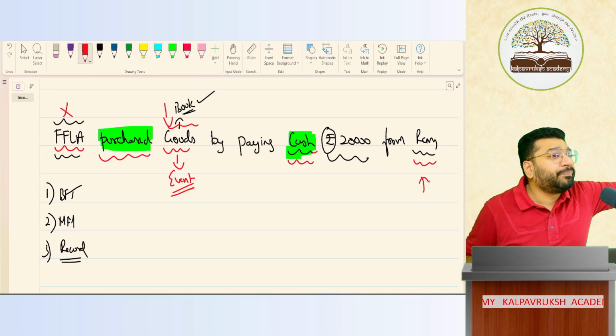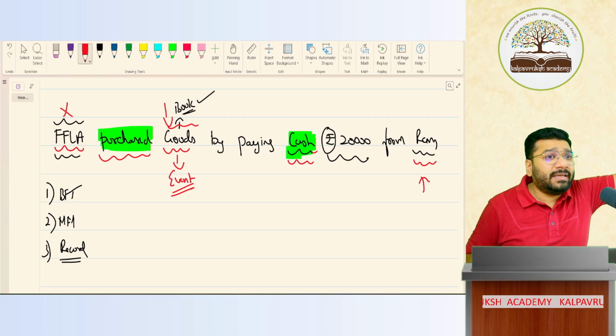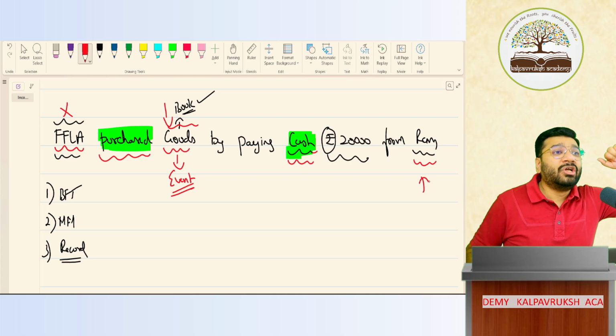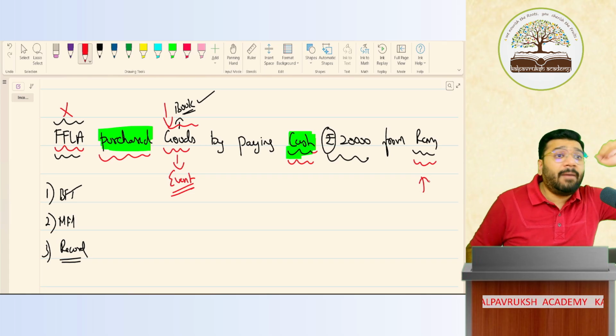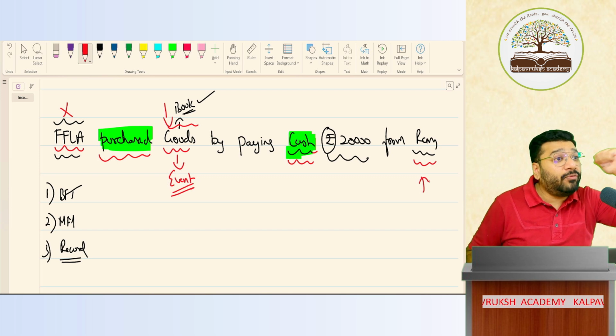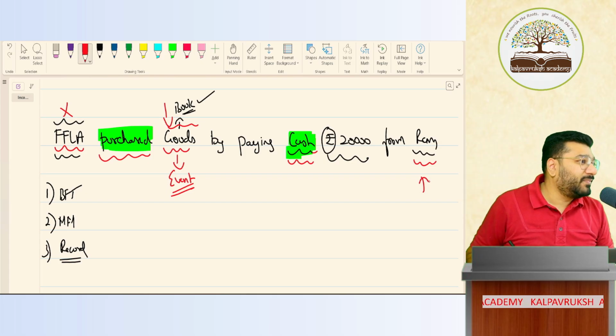Clear or not clear? Take DMart. So many customers come and buy and go. In a cash purchase, do we remember the name of each and every customer? Do we open an account for each and every customer? No. Whenever we do a cash transaction, we don't remember the party name. When do we open the party's account? In a credit transaction. Why? Because we have to remember their name. Got it, not got it?